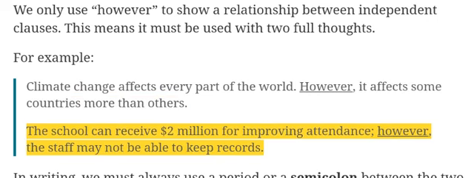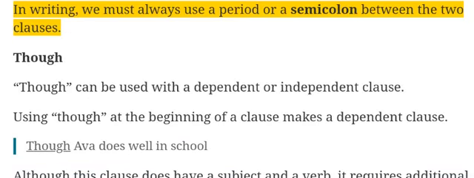The school can receive $2 million for improving attendance. However, the staff may not be able to keep records. In writing, we must always use a period or a semicolon between the two clauses.